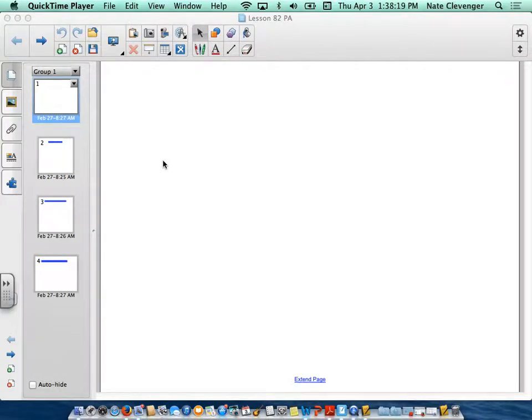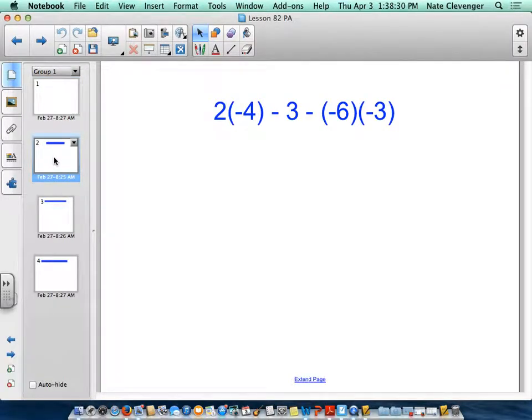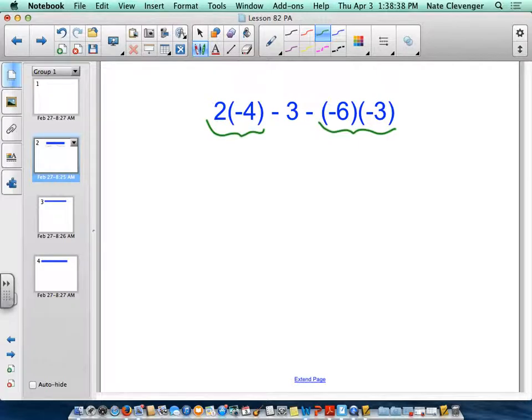Alright, so we're going to continue with signed values, negative and positive numbers with exponents and all that kind of stuff. So real quick, we'll do this simple review. Order of operation still is the key to this. You want to do any multiplication you have first. Here we have 2 times negative 4. 2 times negative 4 is?